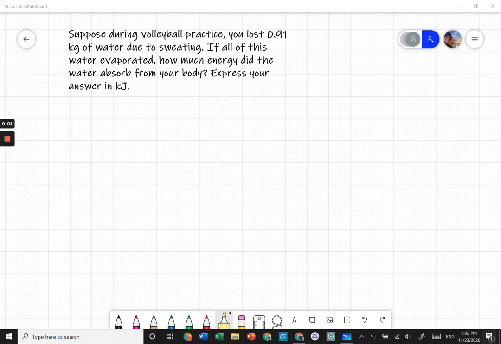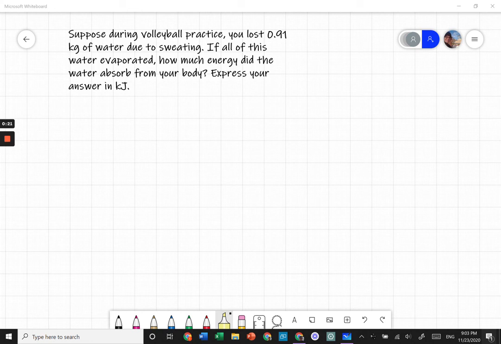We're going to go over Unit 3, Worksheet 3, question number 2. The question states, suppose that during volleyball practice, you lost 0.91 kilograms of water due to sweating. If all of this water evaporated, how much energy did the water absorb from your body? Express your answer in kilojoules.